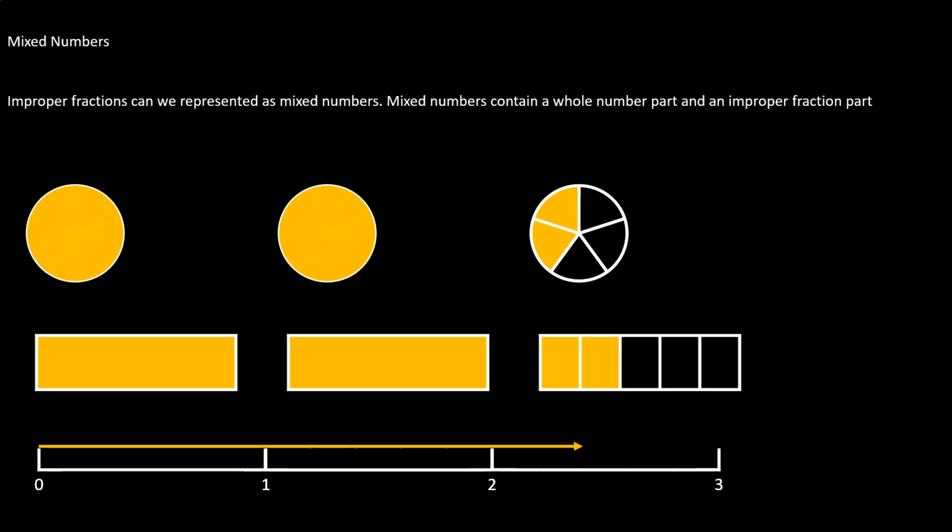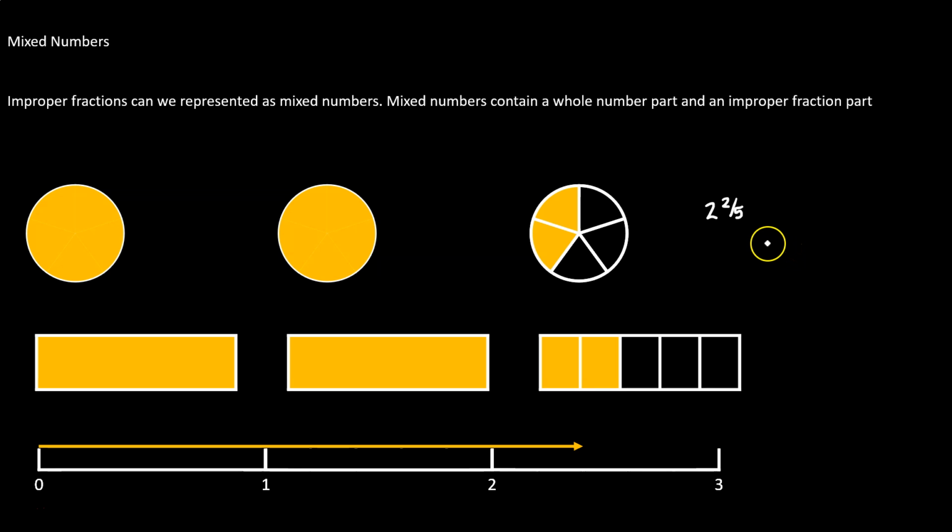So I've got 3 different representations for the same mixed number on the screen. In circles, I can see that I have 2 completely filled in yellow circles, and then 1 yellow circle that has 2 parts out of 5 filled in. So I can tell that I have 2 full circles and then 2/5 of a circle shaded in.